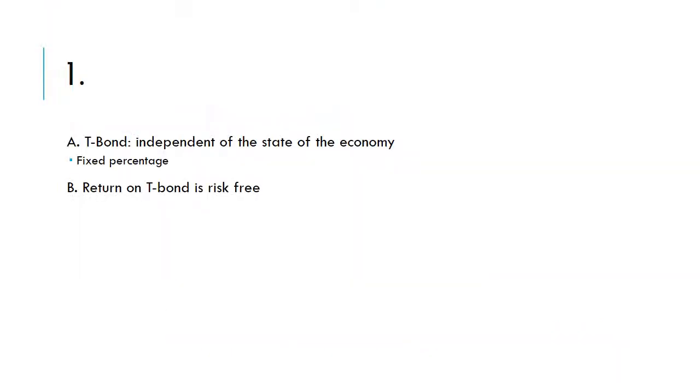So the first question pertains to the T-bond return in Table 1. The T-bond return in Table 1 is shown to be independent of the state of the economy because a Treasury bond is a fixed percentage issued by the U.S. government. It will stay the same no matter what the state of the economy is in. The return on a one-year T-bond is also risk-free.